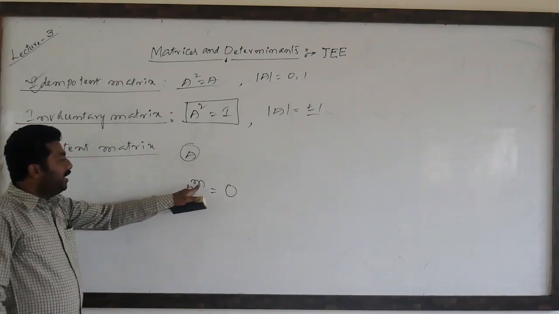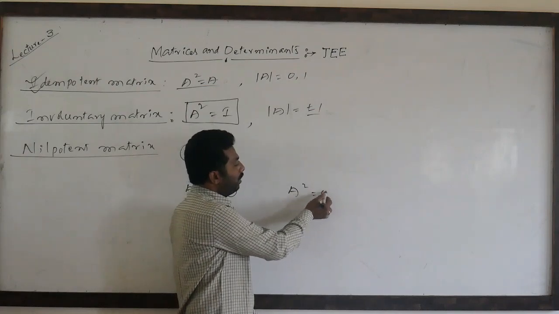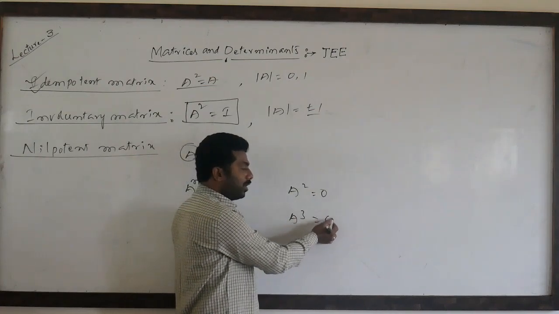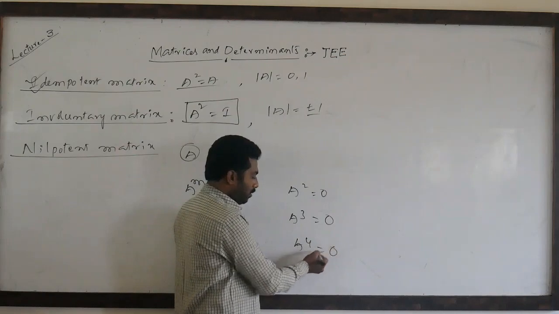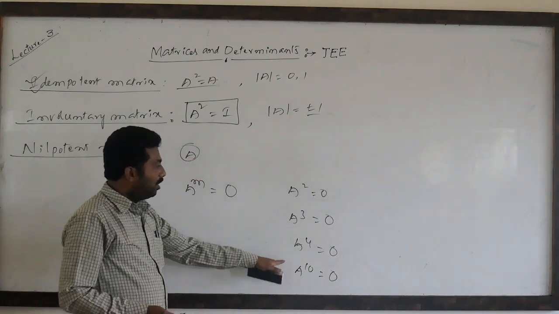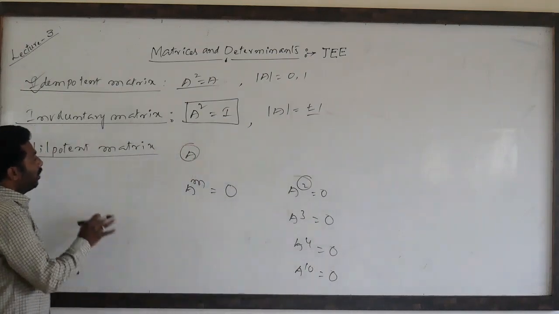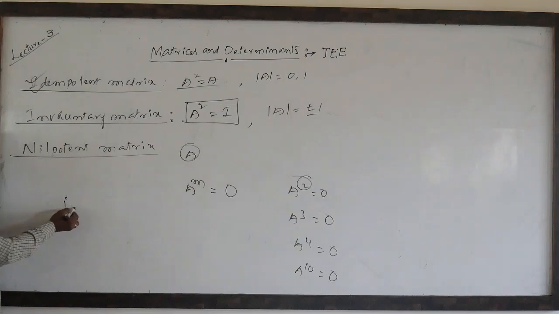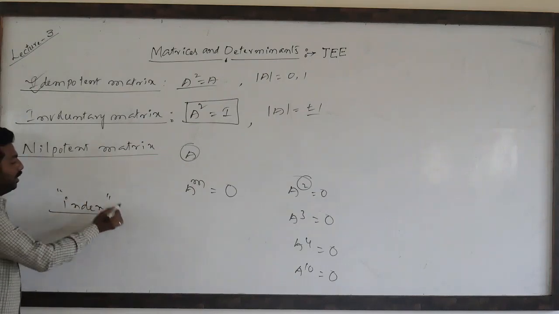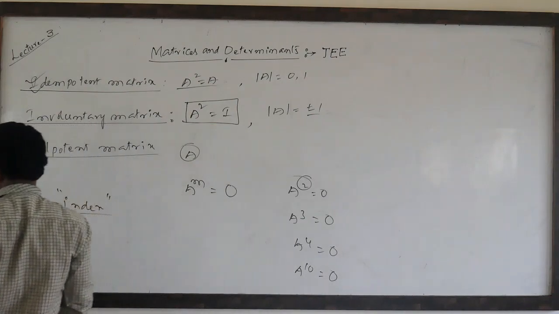So then what is the least? Suppose, one point to remember: suppose A square equal to null matrix, A cube also null matrix, A power 4 also null matrix, A power 10 is also null matrix. Among all these values, what is the least positive integer? That positive integer is called the index of the nilpotent matrix. So one example I will take.